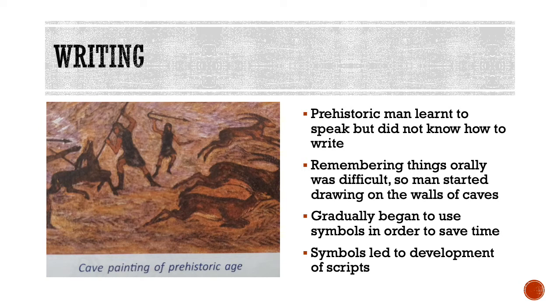Early human beings passed their knowledge to the next generation orally. They had developed the power of speech and they used to speak orally and transmission of knowledge used to take place. But it was very difficult to remember everything. So, to solve this problem, they started drawing and slowly they started writing.